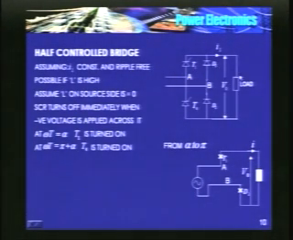Other assumptions are load is highly inductive, so load current is assumed to be constant and ripple free. The magnitude of IL is I naught. Whatever analysis we did for the diode circuit is valid. And source side inductance is 0. We will see why it is 0 and what happens if it is finite sometime later. As of now, we will assume that source side inductance is 0.